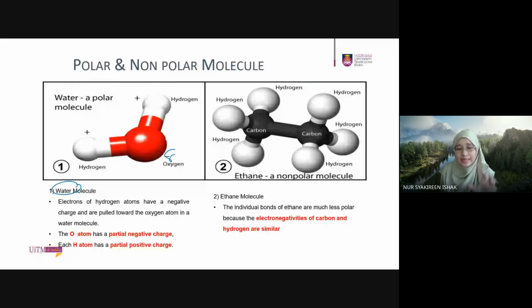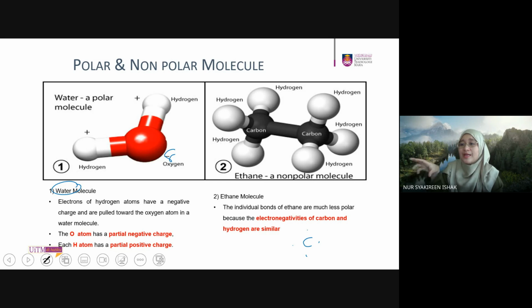So that is the explanation for the water molecule, and then the next one is ethane. Looking at this diagram of the ethane molecule, we can see it is composed of carbon and also hydrogen. Carbon has four valence electrons, so it has to find another 4 electrons to be shared in the formation of covalent bonds.